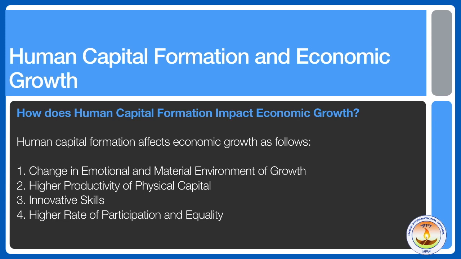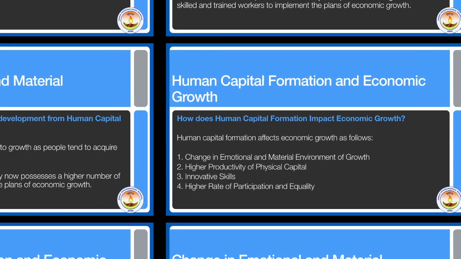The next section here, and the last section of this video, which is section 3, is very, very straightforward. So human capital formation and economic growth. What's the connection? How are they related? Well, there are 4 different areas where we can clearly see human capital formation leads to economic growth. The first being a change in emotional and material environment of growth. Secondly, higher productivity of physical capital. Third, innovative skills. And lastly, higher participation rate and equality. So let's talk about each of these.